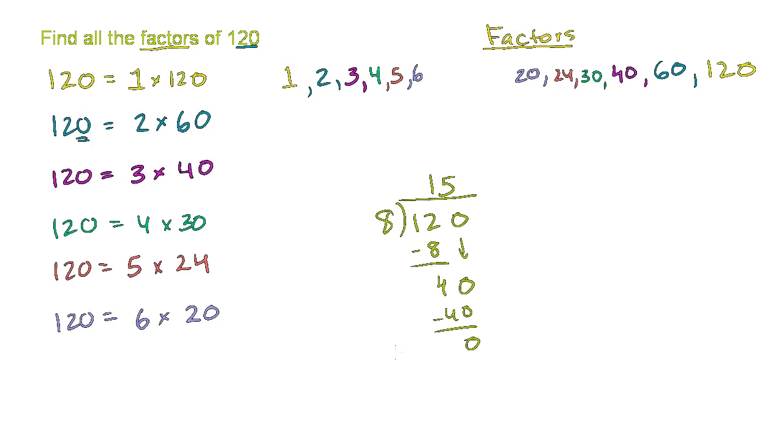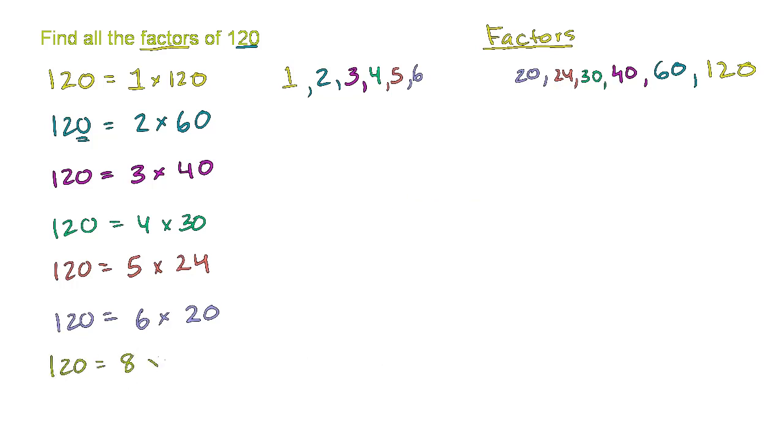So 120 is equal to 8 times 15. So let's add that to our factor list. We now have an 8, and now we have a 15.